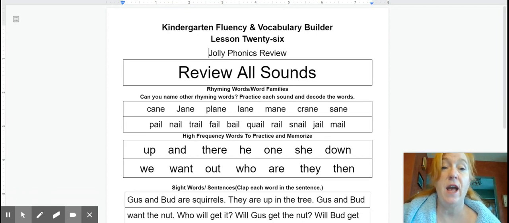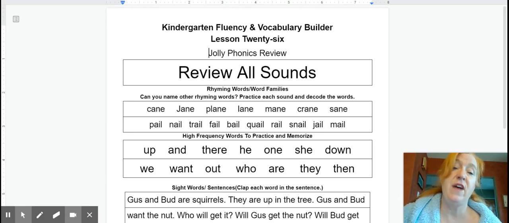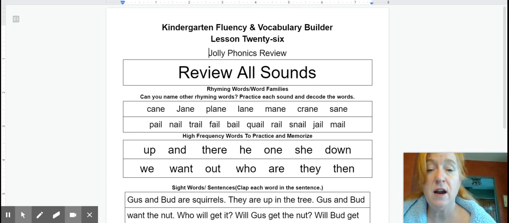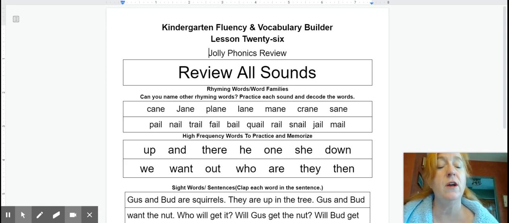Kindergarten Fluency and Vocabulary Builder, Lesson 26. First thing this week to do is review all Jolly Phonics sounds. Look at the sound card on the Jolly Phonics sound card link in your Google Classroom. You can look at the letters that you don't know yet and review those sounds.